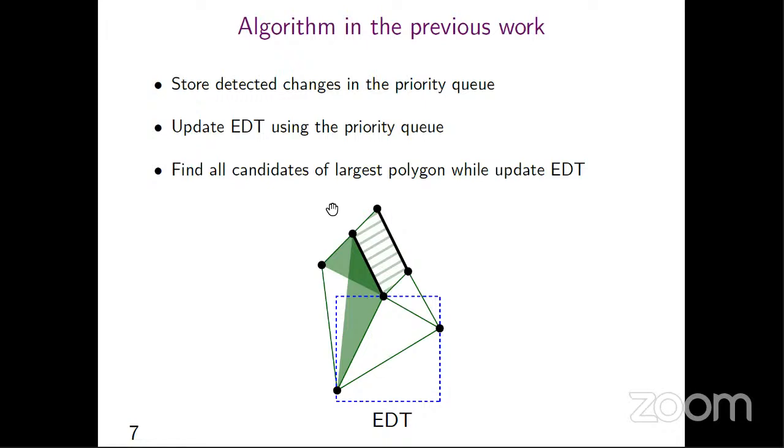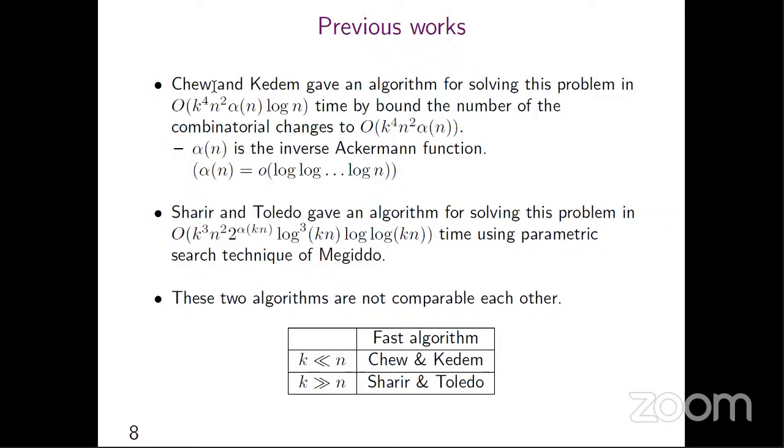For finding the largest similar copy of P, the algorithm stores the detected changes in a priority queue. Then the algorithm updates the CDT using the priority queue. While updating and maintaining the CDT, the algorithm also finds all candidates of the largest polygon. Chew and Kedem solved this problem in this time by bounding the number of the combinatorial changes to this bound. They used the algorithm in the previous slide.